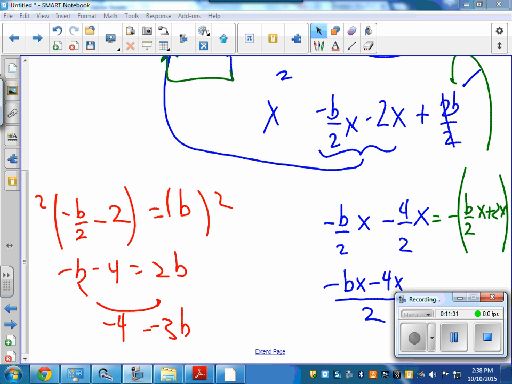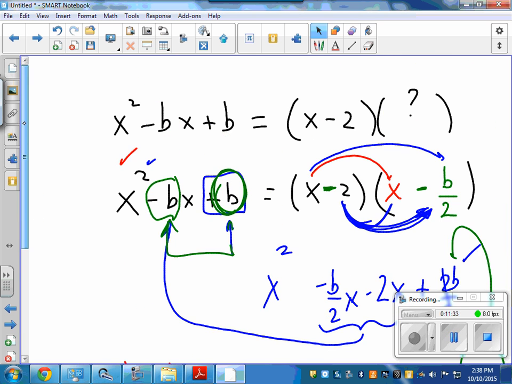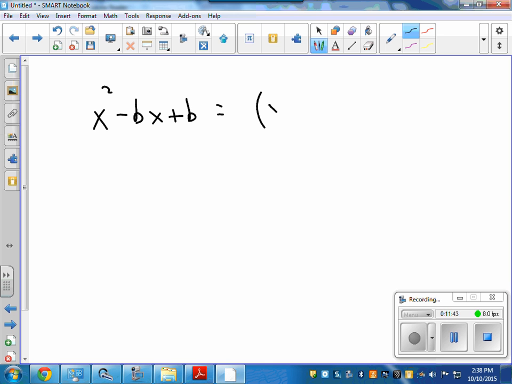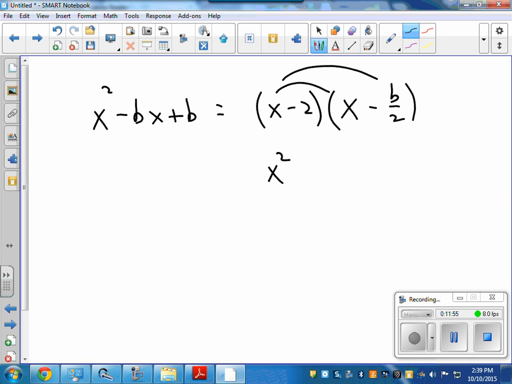Okay, sorry for the misread. I lost a sign here. Let me go back to the beginning and start this problem just to make it a little bit cleaner. We know x squared minus bx plus b is equal to x minus 2 times something, because they told us that, and we figured out that this had to be x minus b over 2. So when we FOIL out this side, we get x squared, and then we get minus b over 2 x, and then we get minus 2x, and then plus b. And that does match up very nicely.